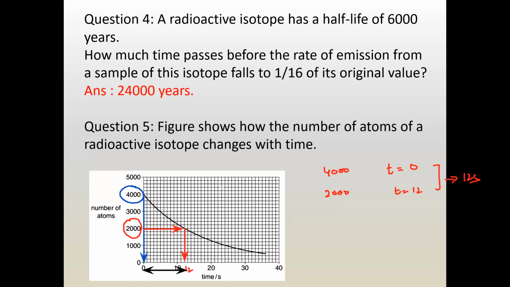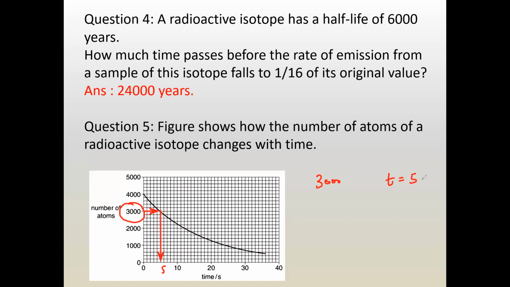But you can take any value. Example, we took 4,000 and 2,000. But if another student takes the value 3,000, at 3,000, what is the time? It is 1, 2, 3, 4, 5. So when the radiation is 3,000, the time was 5. Now what is half of 3,000? Half of 3,000 is 1,500. So when it becomes 1,500, what is the time?